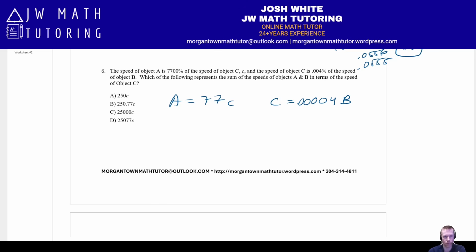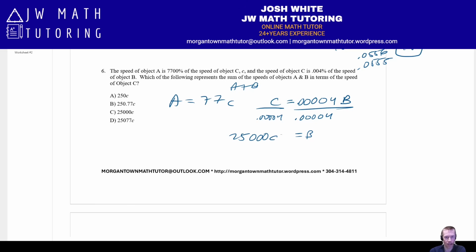Which of the following expressions represents the sum of the speeds? So we're adding a plus b together here, essentially. So a we already have in terms of c, that's fine. B we do not. So technically what we have to do is divide by 0.00004 on both sides, and then that will give you that b, the speed of object b, is equal to 25,000 times lowercase c, the speed of object c.